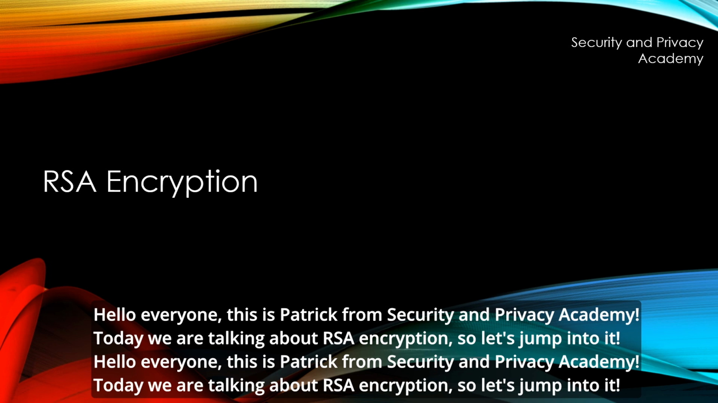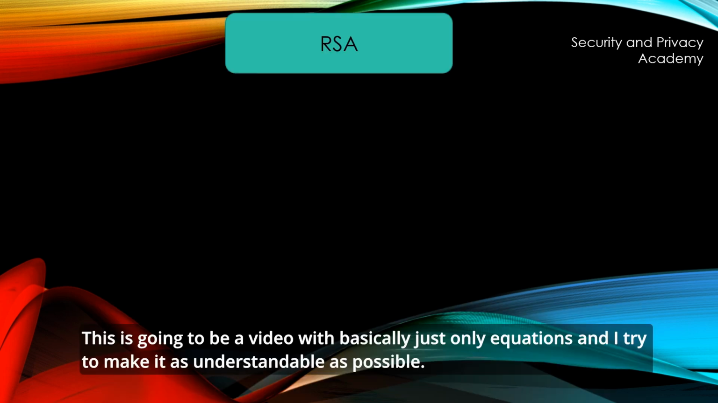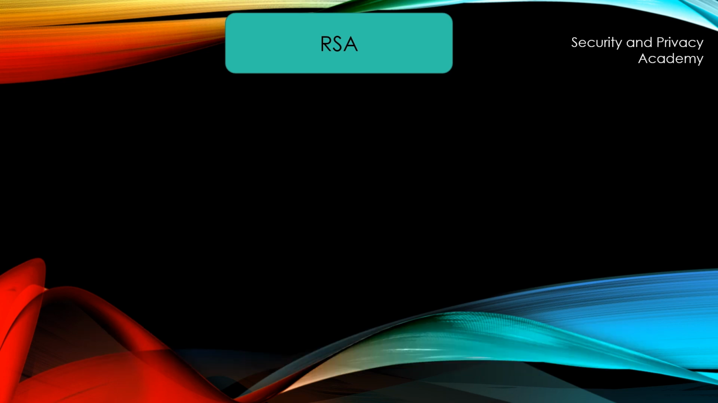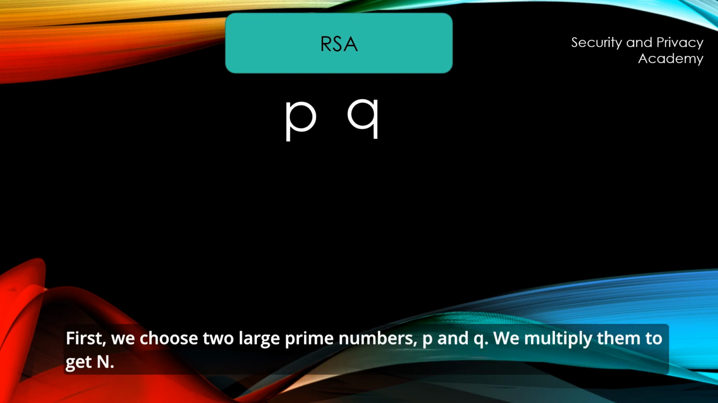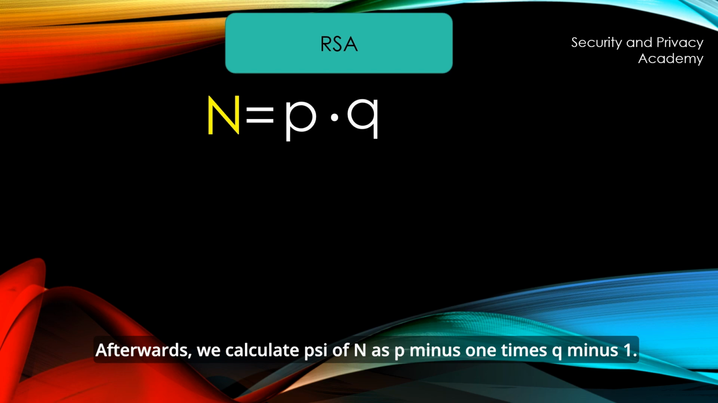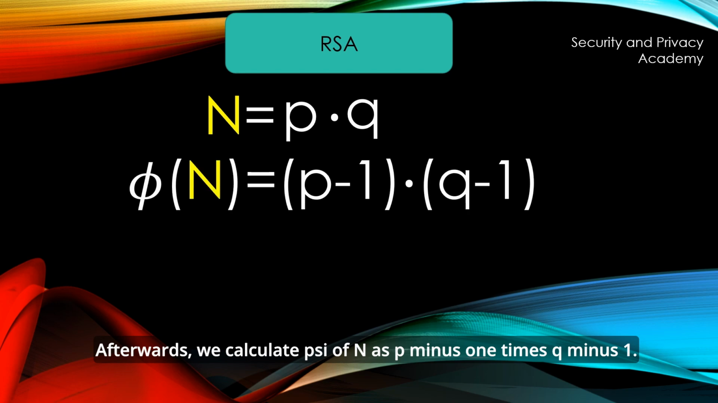Today we are talking about RSA encryption, so let's jump into it. This is going to be a video with basically only equations, and I'll try to make it as understandable as possible. First, we choose two large prime numbers, p and q. We multiply them to get n. Afterwards, we calculate psi of n as (p minus 1) times (q minus 1).